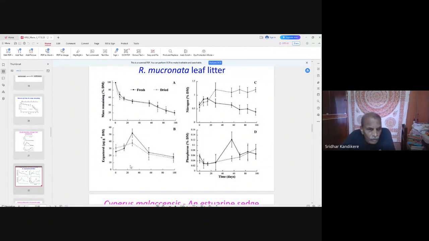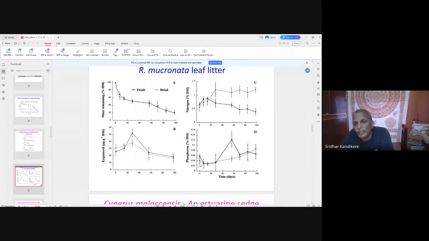And if you look into the ergosterol content, ergosterol is a measure for filamentous fungi. Around 30 days of incubation in the mangrove ecosystem, we can see the highest ergosterol. Similarly, the nitrogen content differs between fresh and dried. The dried one is going to accumulate more and more nitrogen, whereas the fresh one is going to lose it. They are opposing each other.